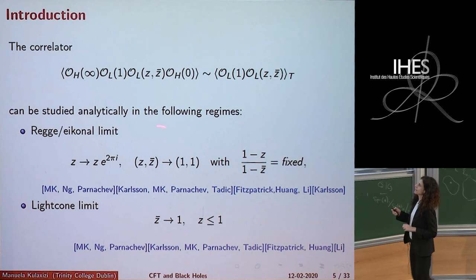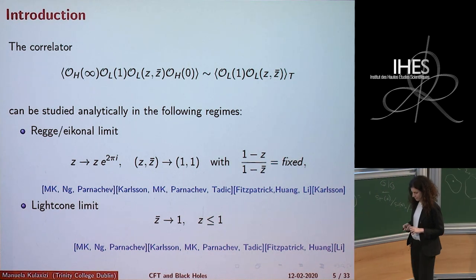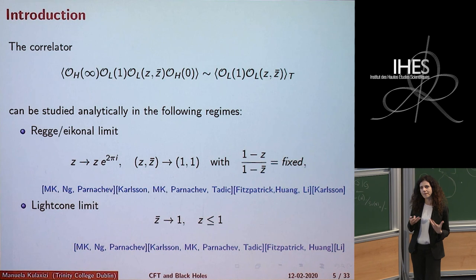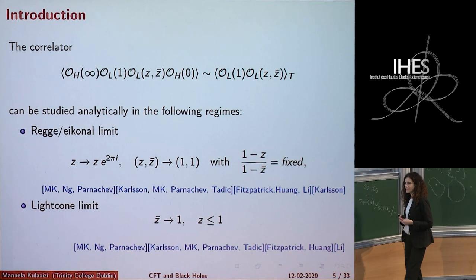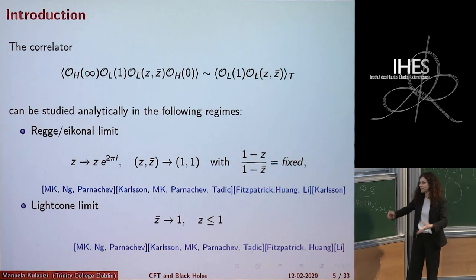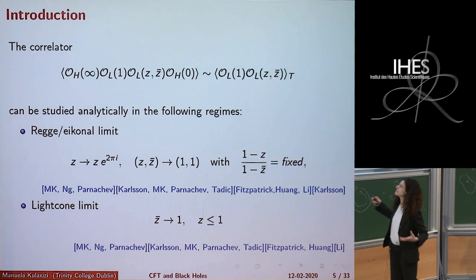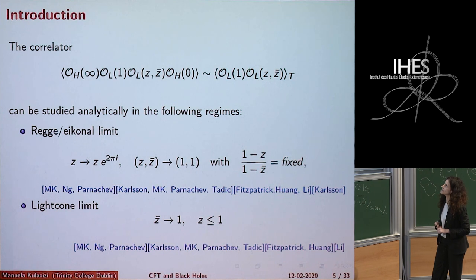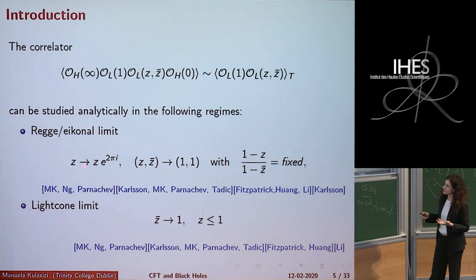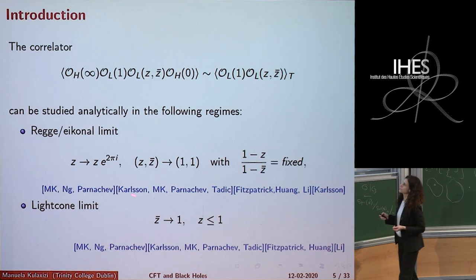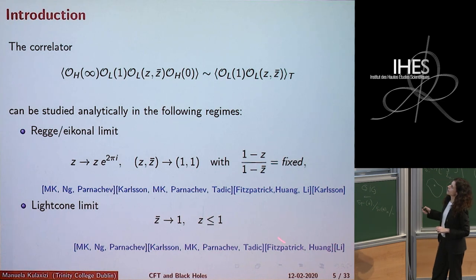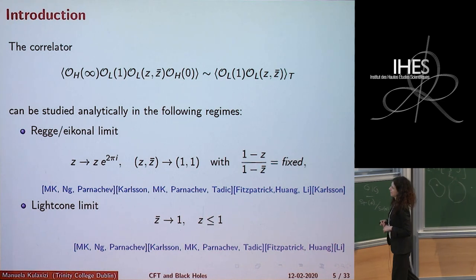In this limit, what we expect to get from this four-point correlation function is basically the scattering phase shift of a particle that is affected as it travels along a null geodesic by the presence of the black hole, which we expect to be like a particle of a very large mass. So this is physically the limit that one is interested in there. And this is work that we have been doing with Yue-Zhou Li, Andrei Parnachev, Robin Karlsson, and Petr Tadic, two of our students. And there is also a contemporary work by Fitzpatrick, Huang, and Li as well.